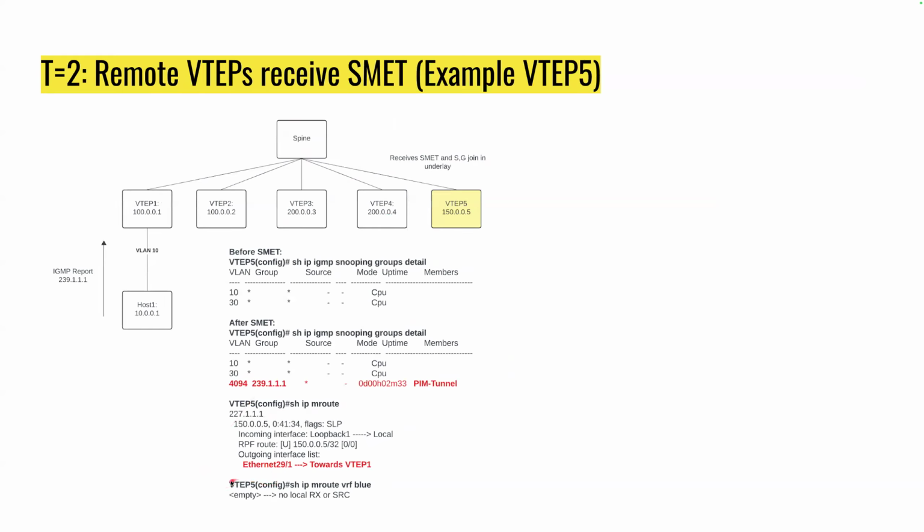If you look at the output of show ip mroute vrf blue, it is still empty because we do not have any local source. For that matter, we do not have any receiver either. We will see some mroute in VRF blue only when we have either a receiver or a source.